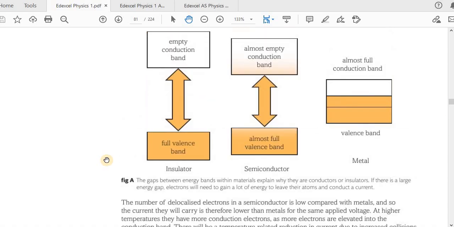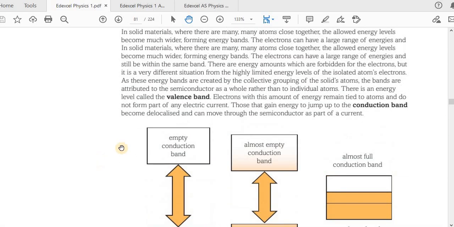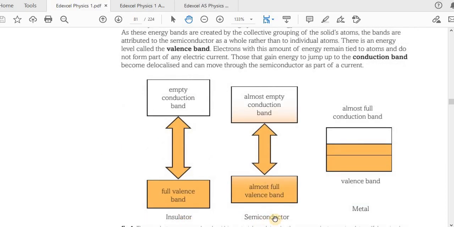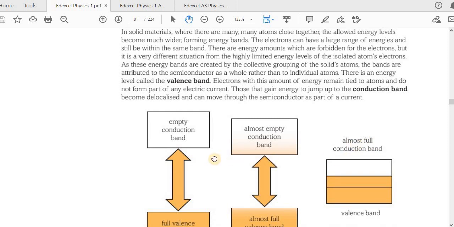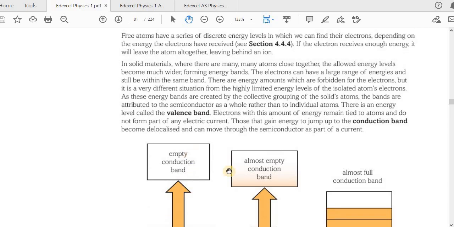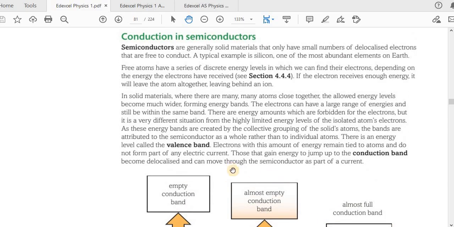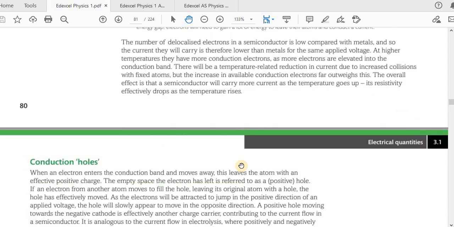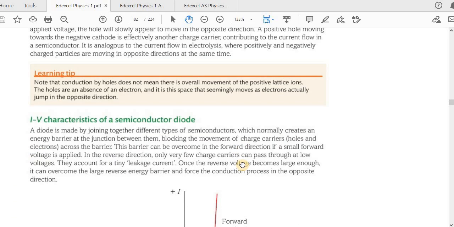Then we learnt about the valency band, the conduction band, and we learnt about insulators, semiconductors, and metals. Now see, in insulators the conduction band is empty. Semiconductors, it is almost empty, but once you heat, what happens? The electrons can go there. Then in the metal, almost full conduction band. So the conducting electrons are in the conduction band. So if you have more electrons there, it will be a better conductor.